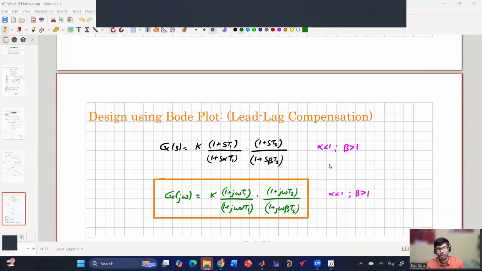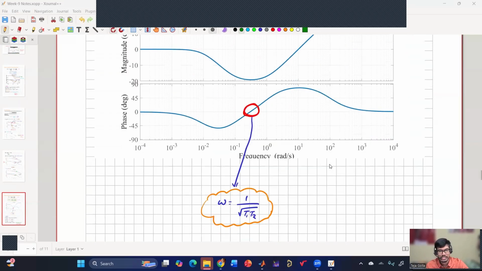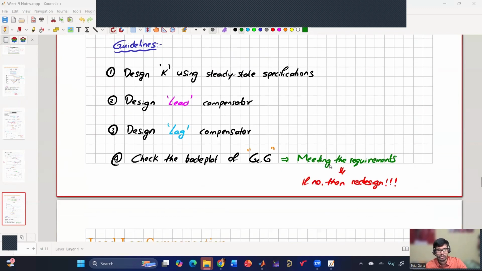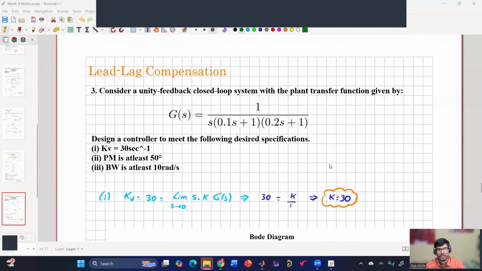So coming to the lead-lag compensation, it will have both a lead compensation as well as a lag compensation. First, the design guideline says the same. First, we have to design the K using the steady state specifications. Then design the lead compensator, then design the lag compensator. The Bode plot of GC into G has to be checked. If it is not meeting, then again you have to redesign. So this is the example that I have considered, where I have given the specification.